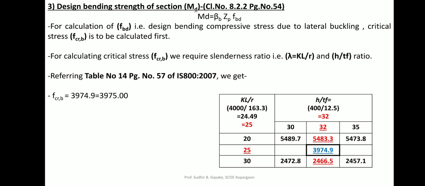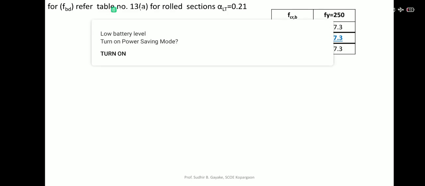3974.9. So as FCRB is calculated, you can directly go to either table number 13A or 13B. 13A is to be used for rolled sections, and from that you can directly calculate your FBD value. So the values are 4000 and 2000 and our value is in the range of 3974. Therefore, you can directly calculate the value as 227.3.